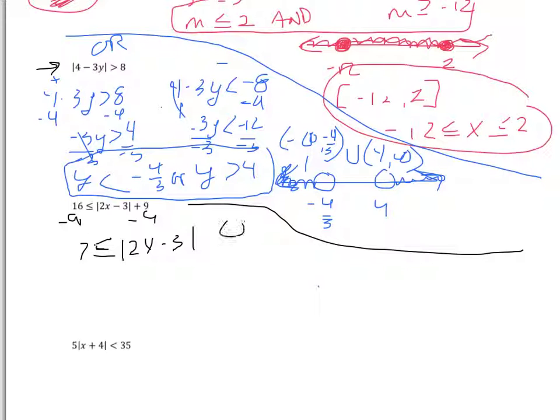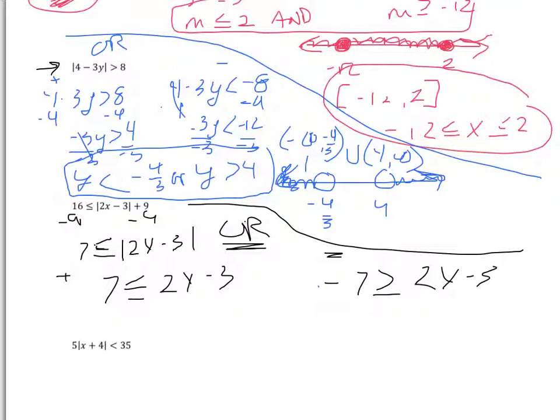So this right here, I'm going to write OR to remind myself this is an OR problem. Then I'm going to break it into my two cases. That is, I have my positive case, 7 is less than or equal to 2x minus 3, and then I have my negative case, once again negative 7, so we make the 7 negative, flip the sign, greater than or equal to 2x minus 3. Add 3 to both sides. So when we do that, here we get 10 is less than or equal to 2x, cancellation here, divide by 2, and we get 5 is less than or equal to x.